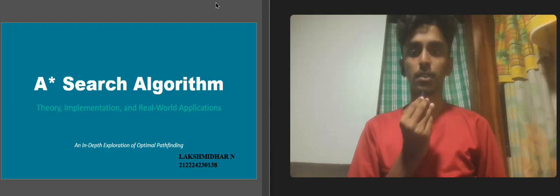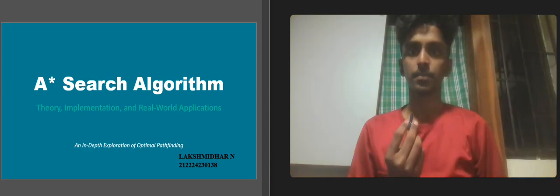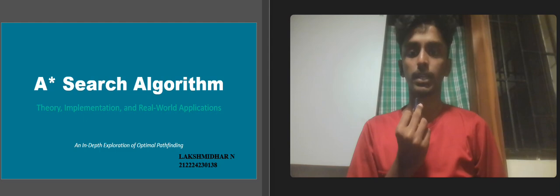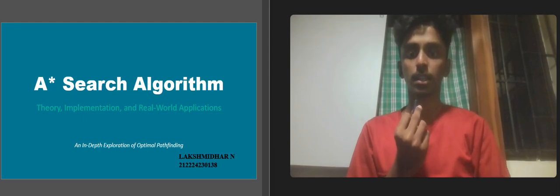Today I am going to present on the topic A star search algorithm, theory, implementation, and real world applications. This presentation focuses on how A star works, why it is efficient, and where it is used in real life.